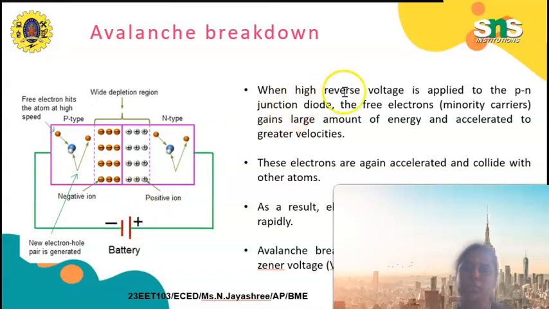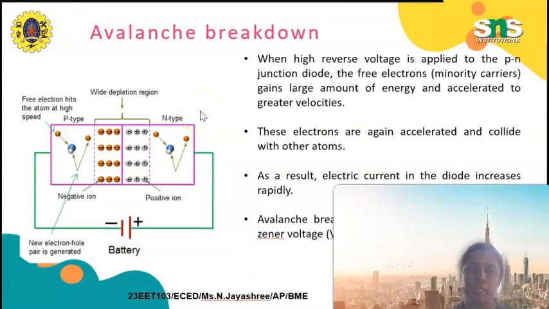When high reverse voltage is applied to the PN junction, the free electrons gain a large amount of energy and accelerate to greater velocities. These electrons are again accelerated and collide with other atoms. As a result, the electric current in the diode increases rapidly. So avalanche breakdown occurs in a Zener diode with a Zener voltage greater than 6 volts. If it exceeds 6 volts, this breakdown occurs. That is the avalanche breakdown.